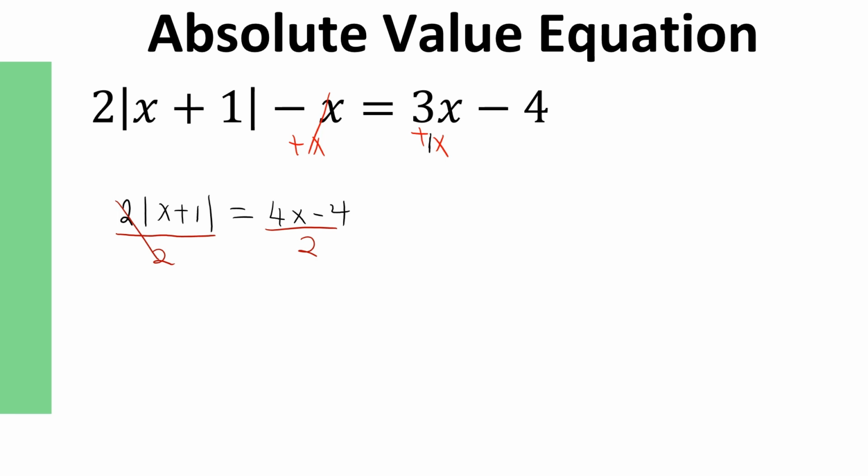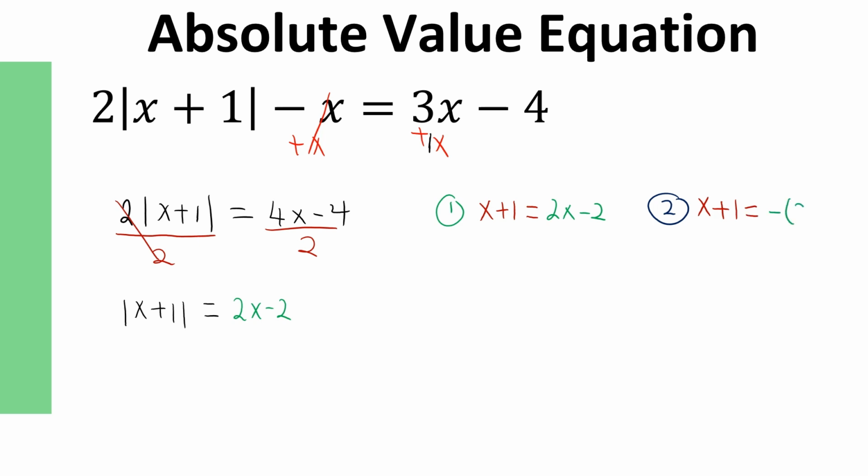So now my left side is just going to be the absolute value of x plus 1 equals, and I can divide all the numbers by 2. So I have 2x minus 2. So now I can solve for x. My first case is going to be x plus 1 can equal positive 2x minus 2. And my second case is that x plus 1 can equal negative 2x minus 2. So this time I need to put parentheses around 2x minus 2.